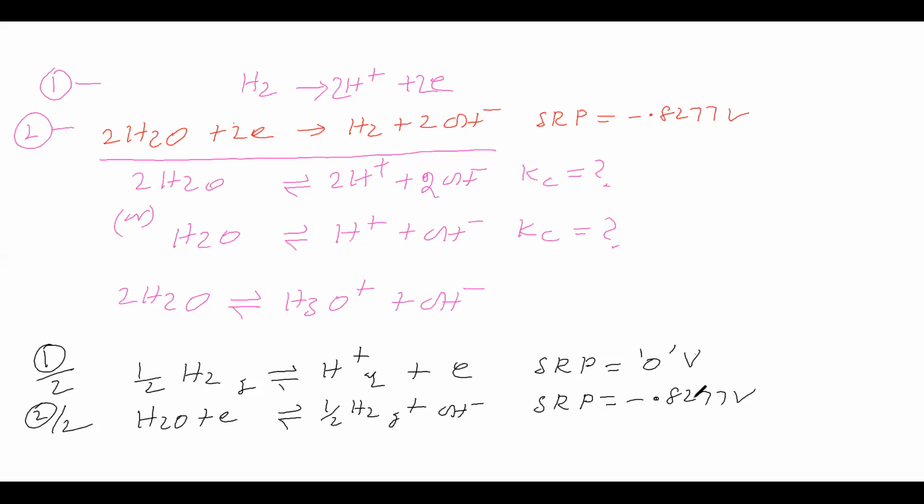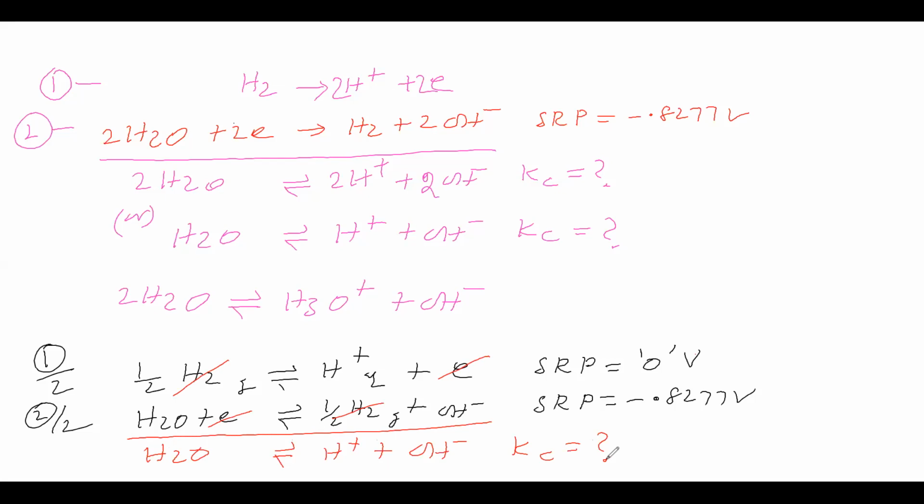Then we will go for the complete cell reaction. In the cell reaction, this hydrogen will cancel, this electron will cancel, and the left side is water and the right side is H+ aqueous and OH- aqueous. For this we have to find the equilibrium constant. How to find it, that we will see.